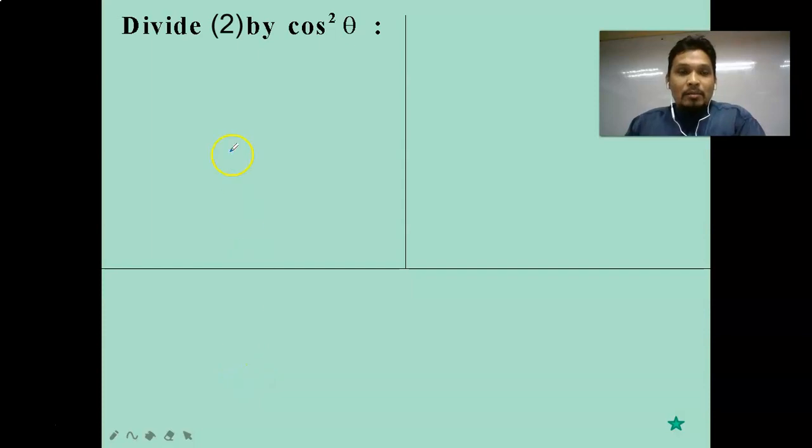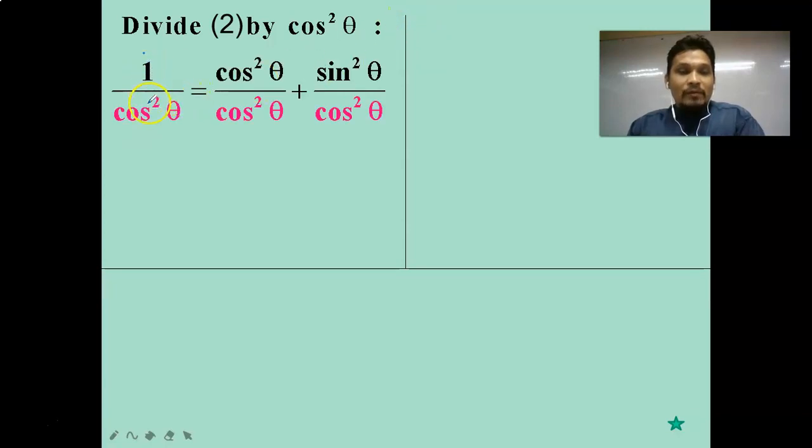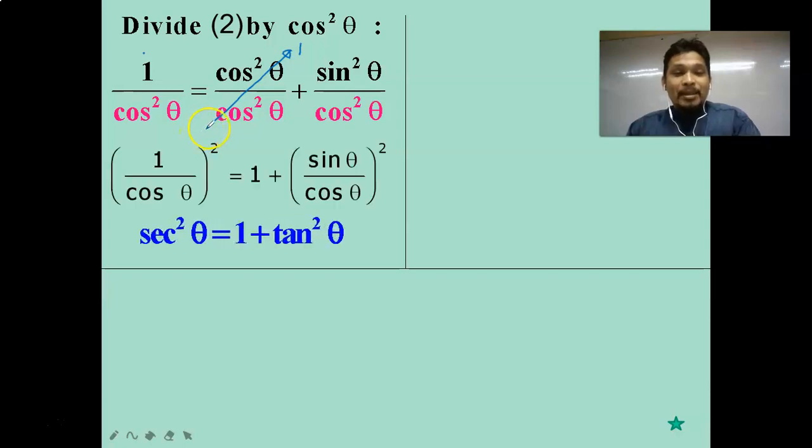Then from sin square plus cos square equal to 1, divide by cos square left and right. 1 divided by cos square, and sin square divided by cos square. This automatically gives us 1. Sine over cos equal to tangent, am I right? So, tangent square. And 1 over cos is secant, so 1 over cos square is secant square. There you go.